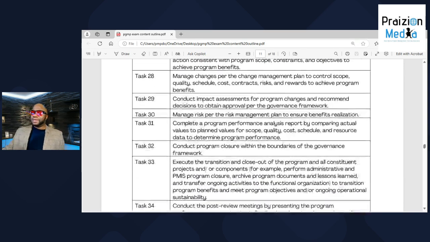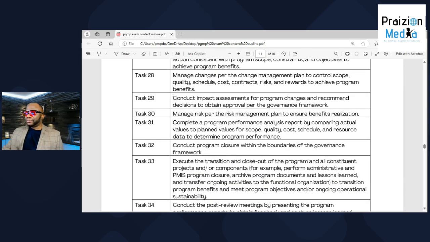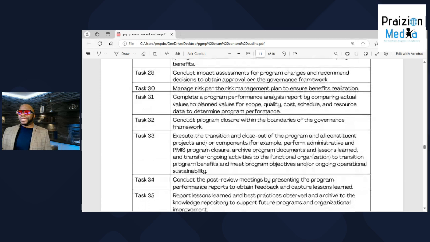Number 28, manage changes per the change management plan to control scope, schedule, cost, quality, contracts, risk, and the regular suspects. Number 29, conduct impact assessments for program changes and recommended decisions. Number 30, manage risks per the risk management plan. Number 31, complete a program performance analysis report by comparing actual values to planned values for all of the areas: scope, quality, cost, schedule, resources, to determine program performance.